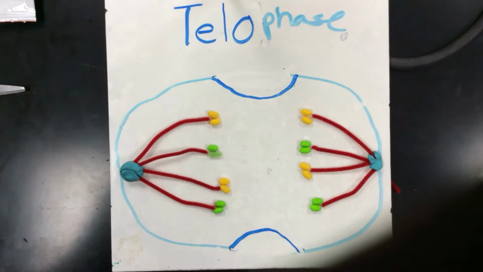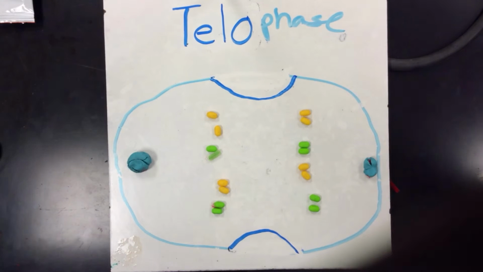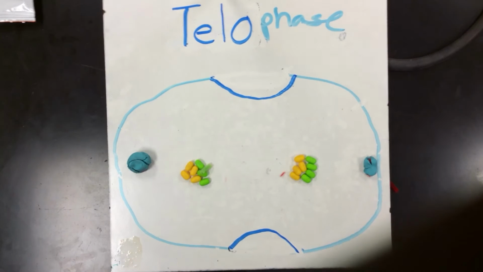Telophase. During telophase, the chromosomes decondense, which allows for two new nuclear membranes. Each membrane has its own cluster of chromosomes, which are identical in number.